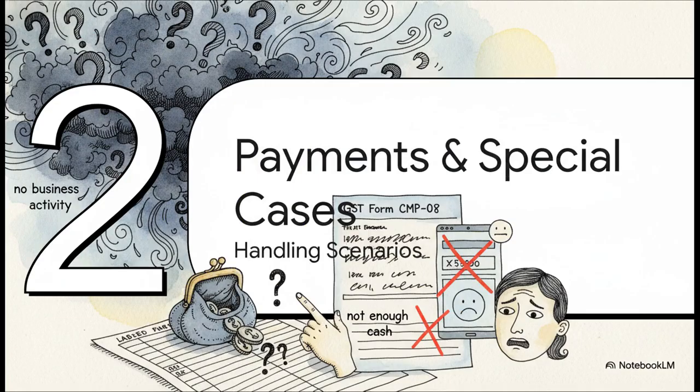All right, so we've got the main rules down. Now let's talk about some real-life situations you might actually run into. Like, what do you do if you had 0 sales? Or what happens if you don't have enough cash in your account to pay the tax?